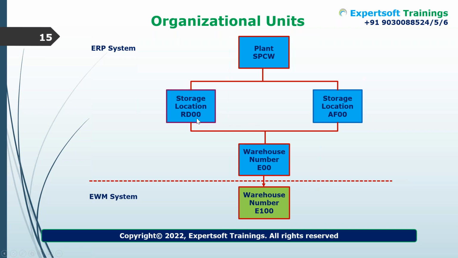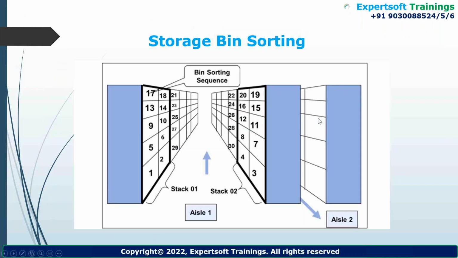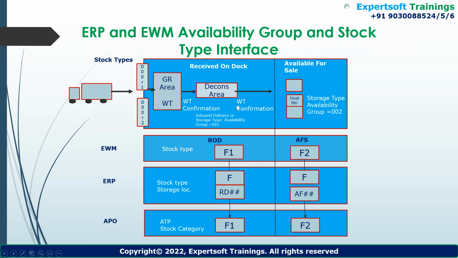You will bifurcate that, this is my unrestricted stock F1 and F2, and that is possible via availability group. Basically, availability group is a linkage between your receive and dock and available for sales zone. For example, this is a warehouse layout. This is my truck, this is my door, and this is my GR zone, the receive and dock area, where I'm receiving the stock, and quality inspection and counting are still pending. Whatever stock is lying here will be represented as availability group 001.